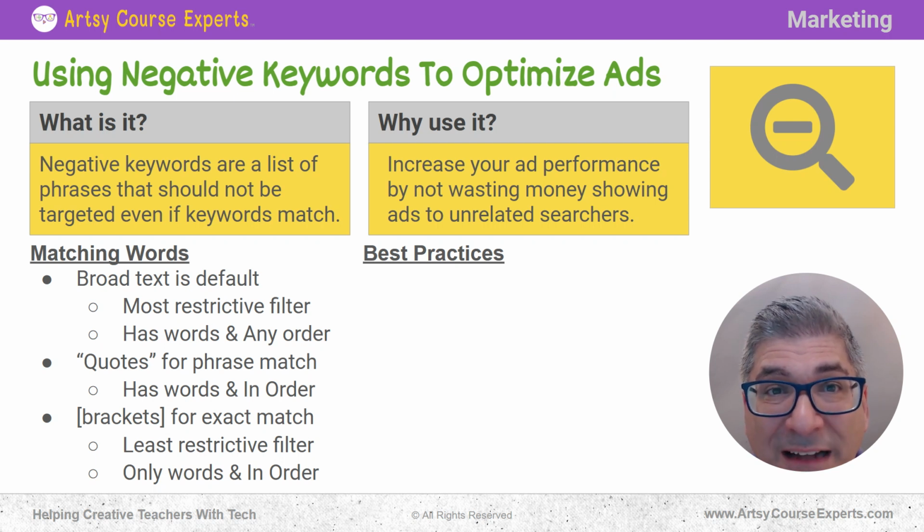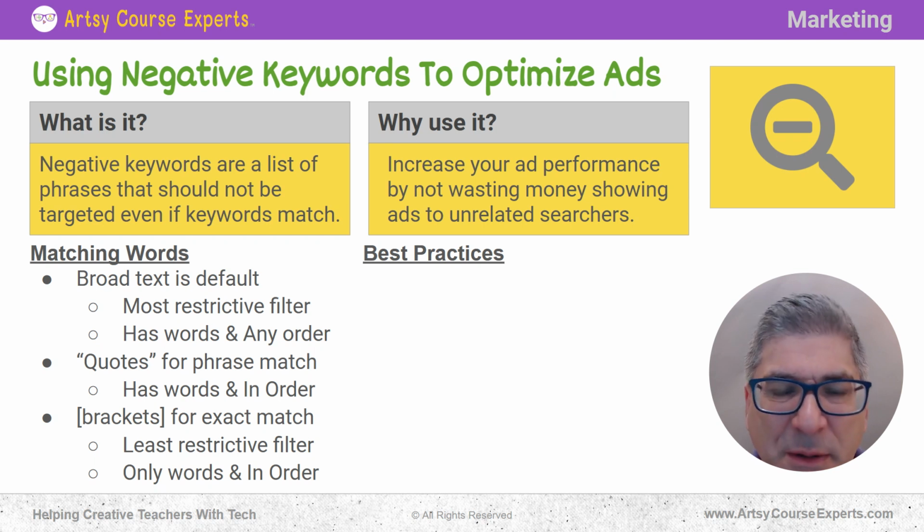So these are the matching algorithms. There are three of them. Broad, which is the most restrictive and can catch a wide range of things. The phrase match, which is sort of in the middle. It has the right words in the right order. And finally, the exact match, which is the least restrictive filter.